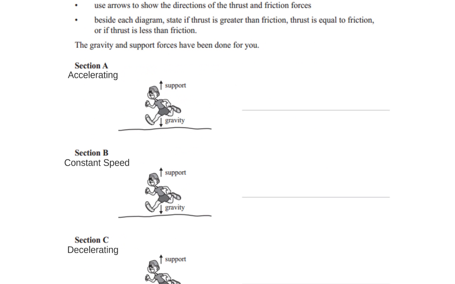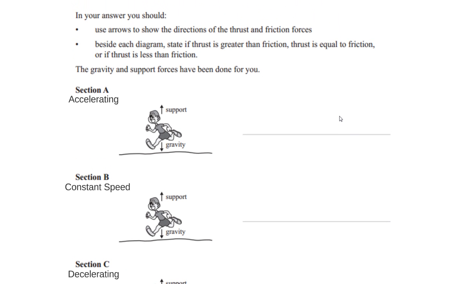Okay, so here's an actual exam question, an NCEA exam question. Now there was a bit leading up to this, so I've taken this out and added enough information here so that we can actually do it, but it's based on an NCEA question nevertheless. What it's asking you to do here is to use arrows to show the directions of the thrust and friction forces. Beside each diagram, state if the thrust is greater than the friction, the thrust is equal to the friction, or the thrust is less than the friction.